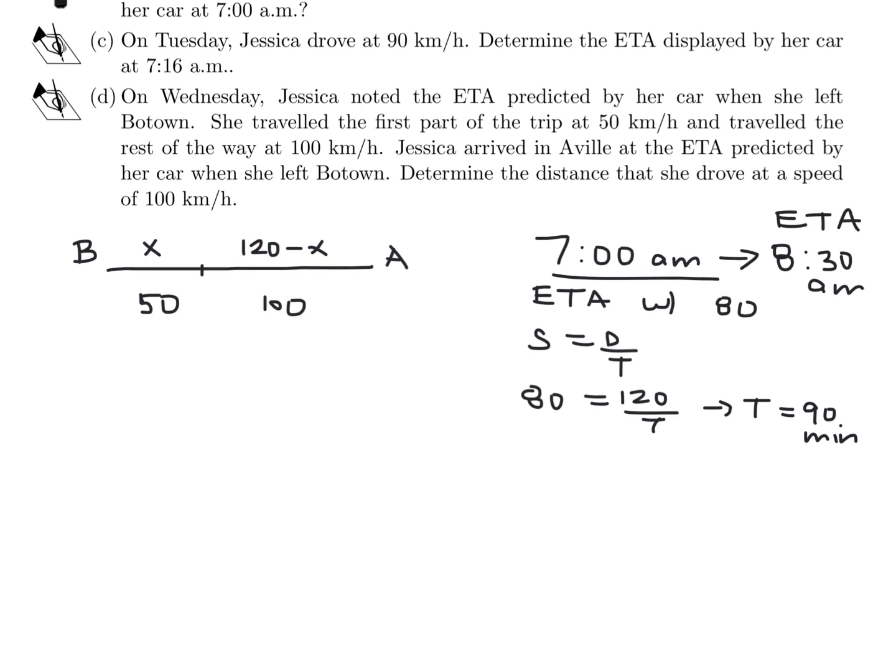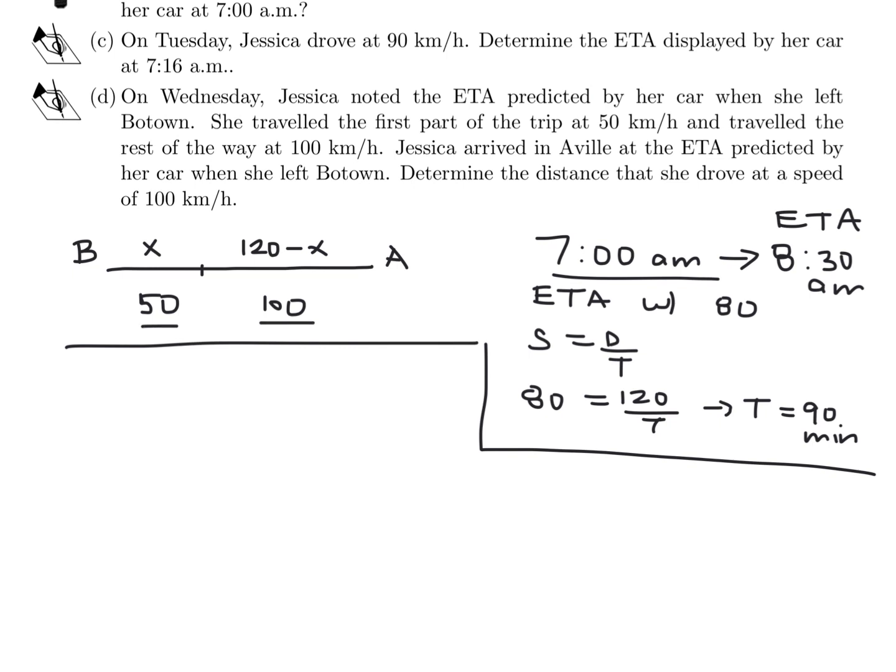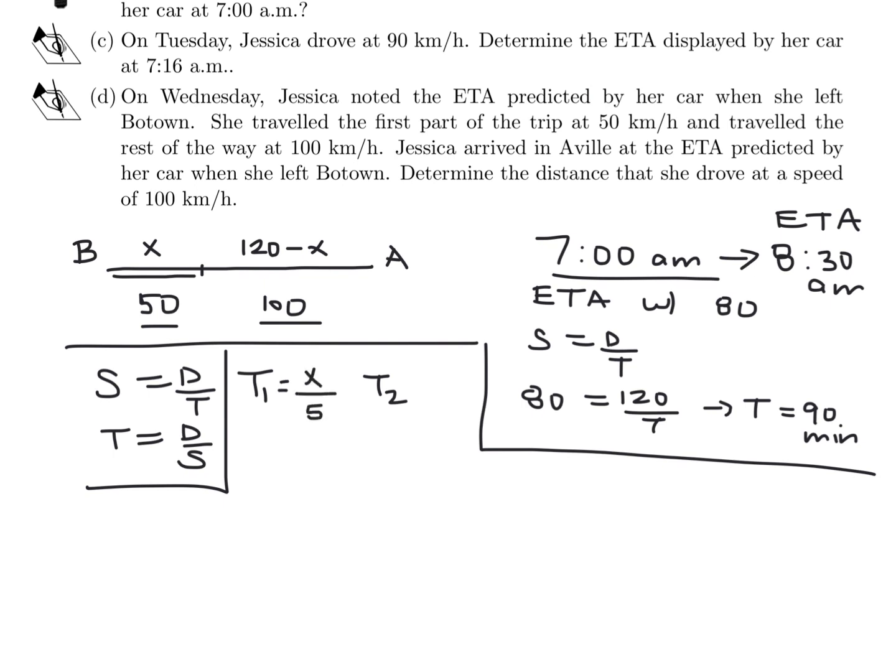Pretty straightforward. Now we're given a couple other things. We have two scenarios here. We have this first scenario that travels at 50 and then 100. So we're going to have two times. We're going to take the speed equals distance over time formula and modify it to make t equal to d over s. Then we're going to have two times, t1 and t2. T1 is this distance here, so that's going to be distance, which is x, over speed. And t2 is 120 minus x over 100.